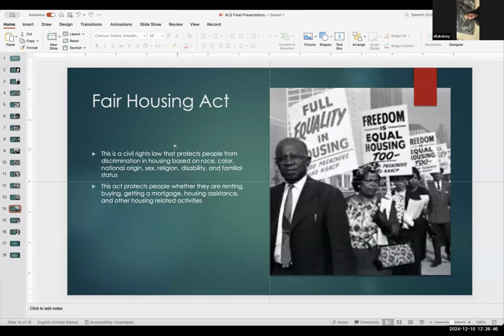The next one is the Fair Housing Act. It was a civil rights law that protects people from discrimination in housing based on race, color, national origin, sex, religion, disability, and familial status. The act protected people whether they were renting, buying, getting a mortgage, housing assistance, and other housing-related activities, and it protected them whether the processes were public or private.